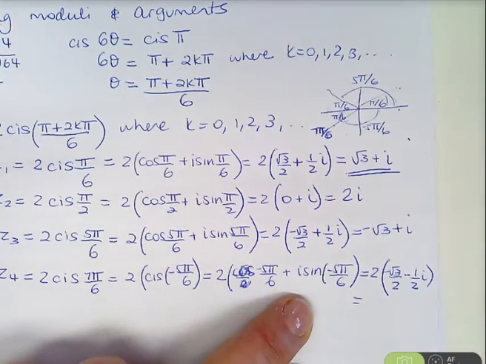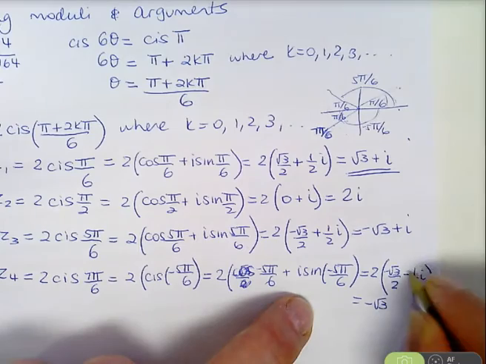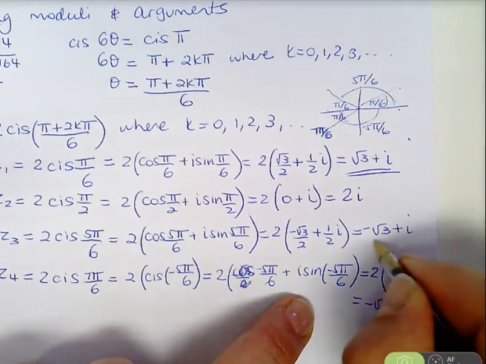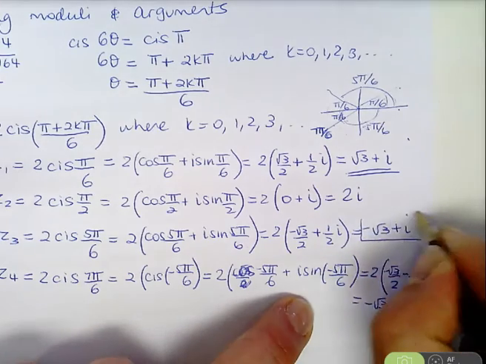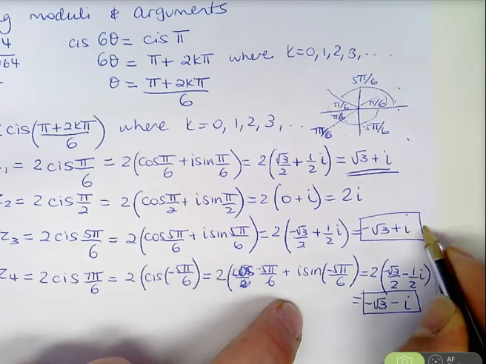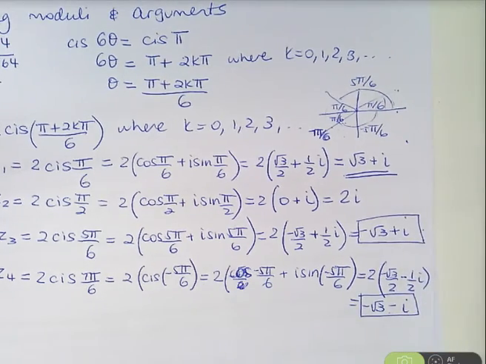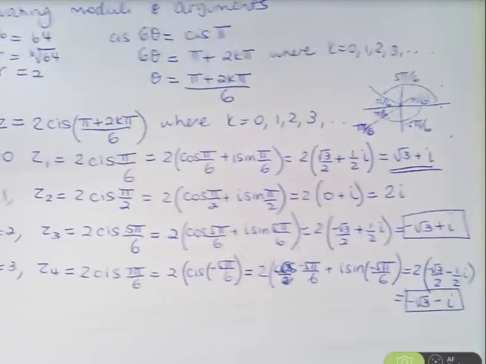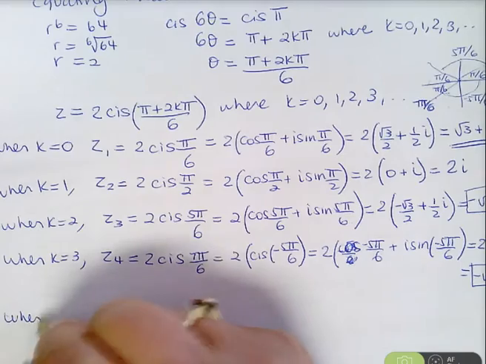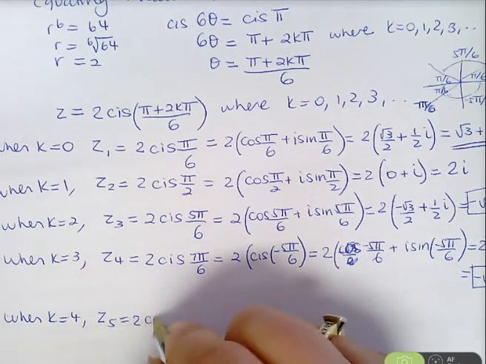So therefore, this fourth root is negative root 3 minus i. Now, notice, I'm just going to put this in a box, and this one in a box. Negative root 3 plus i was my third root. Negative root 3 minus i, they're conjugates of each other. Next one, when k is 4, we get z, the fifth root, is 2 cis.